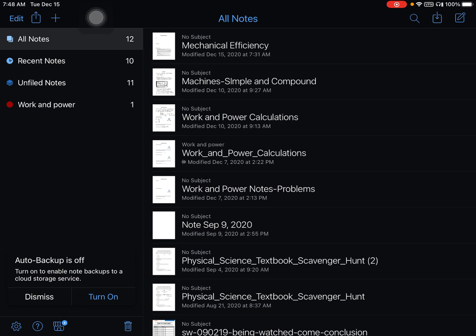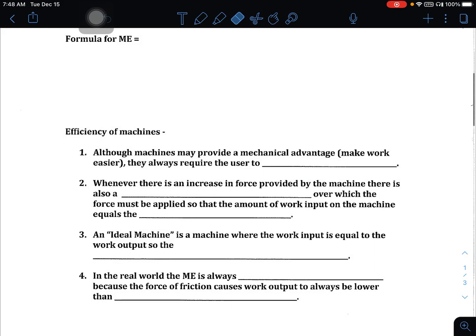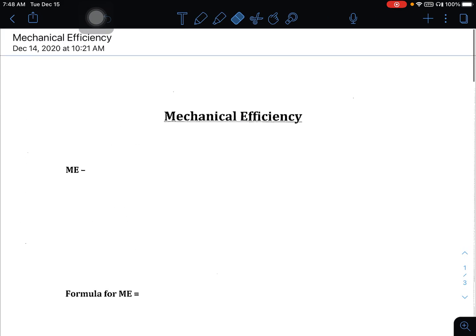Okay, here it is up top. It's entitled Mechanical Efficiency, or I titled it that. And you can do the same. And it looks like this. Okay. So again, if you did not watch yesterday's video, which is going to be in Monday's folder 12/14, please do so prior to watching this. If you have already watched Monday's video, we'll get started.